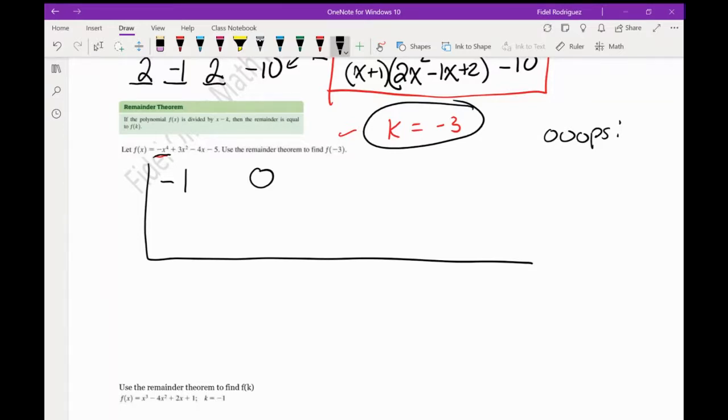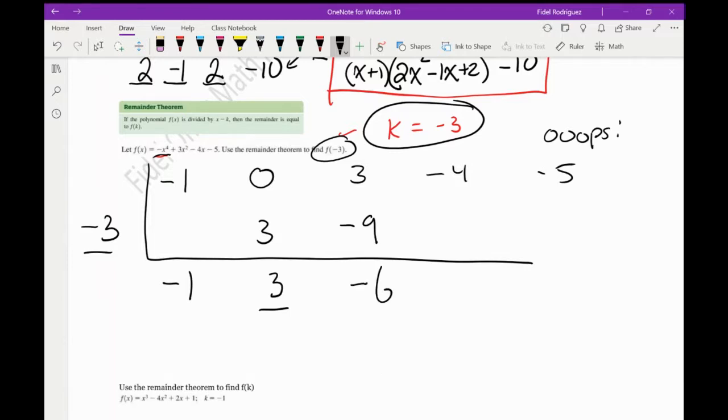So there's the number in front of my x to the 3rd. Here's the number in front of my x squared. Here's the number in front of my x. And here's my constant term. That's okay. The good thing about this is that it's quick. So here's -3. All right, let's bring this number down. -1. We multiply. 3. Add together, that's still 3. Multiply these together, that is a -9. Add them together, that's a -6.